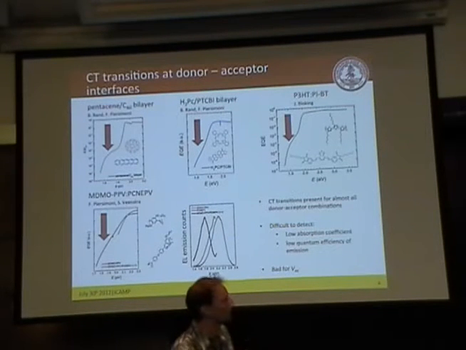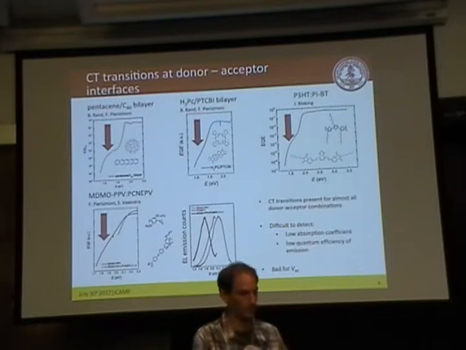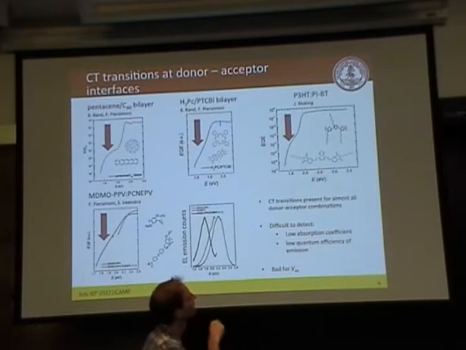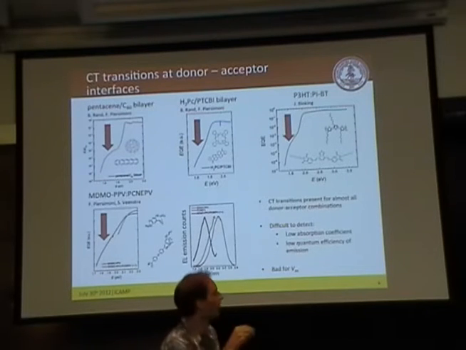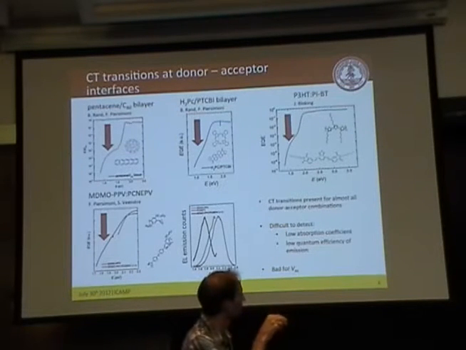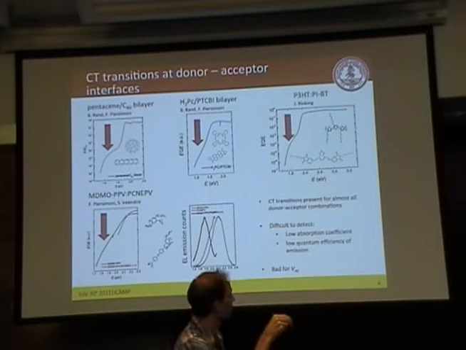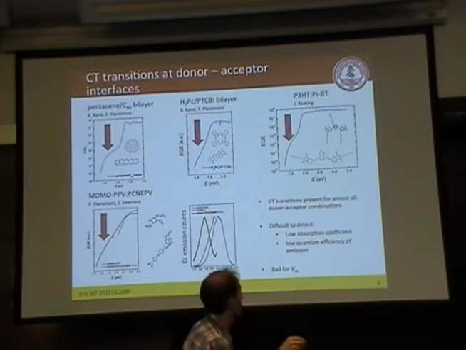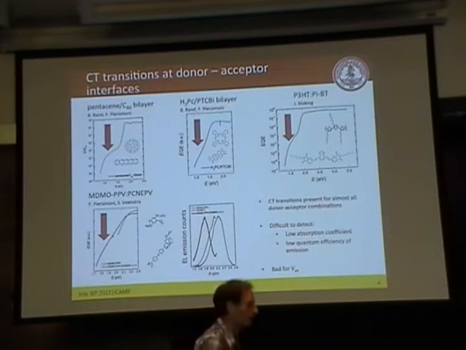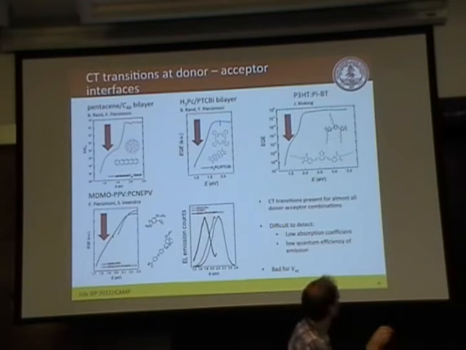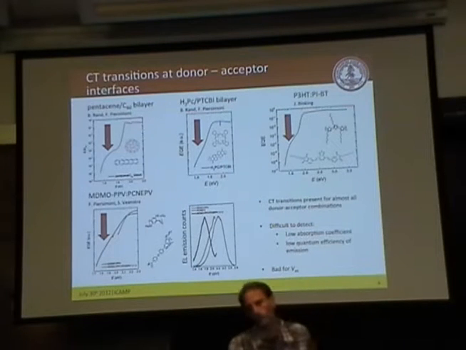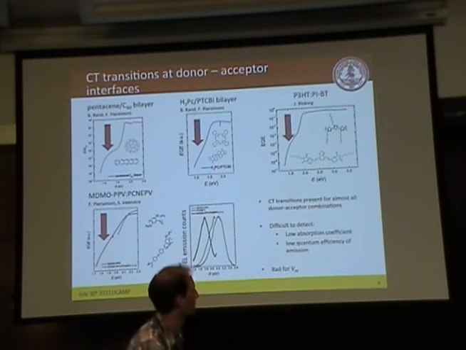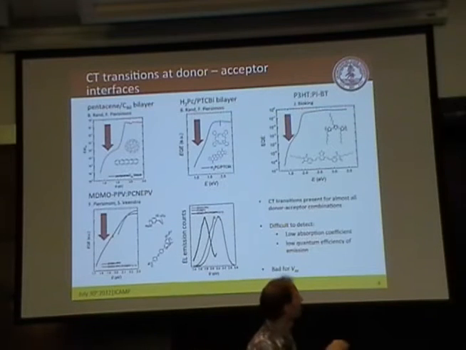For example, a pentacene C60 bilayer, so they're evaporated on top of each other. We made a device, measured the external quantum efficiency, and measured it really deep down into the gap. And you see this extra shoulder coming here. So for pentacene C60, there's also a new state. Note that this absorbs 10,000 times less than the main absorption, so it's not going to contribute to current, but it's there. It is going to emit.